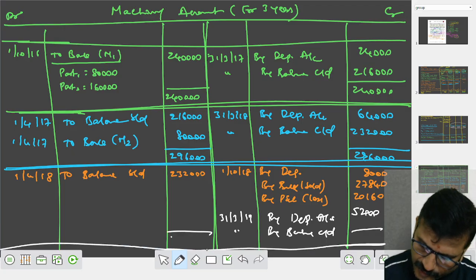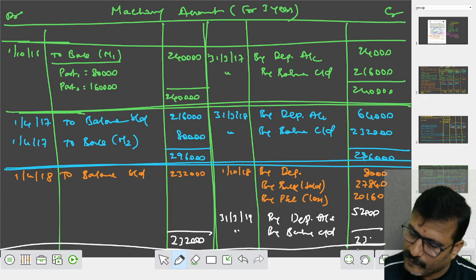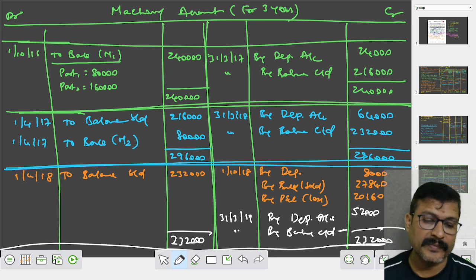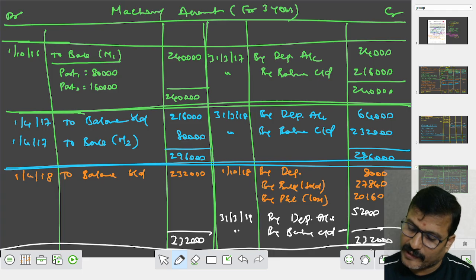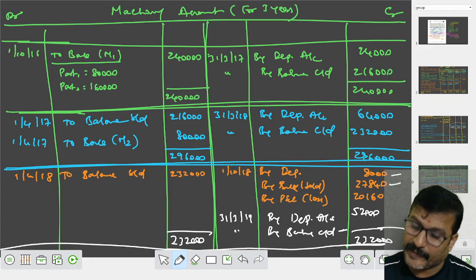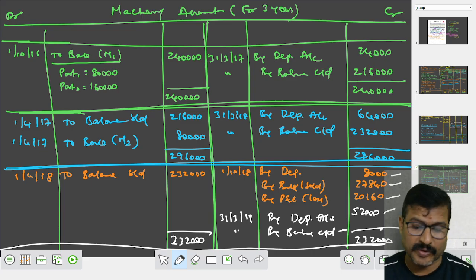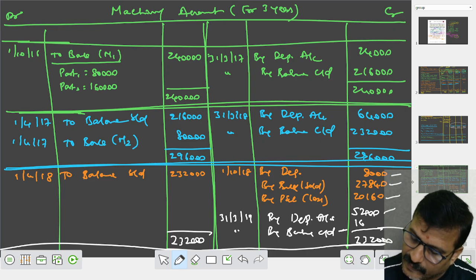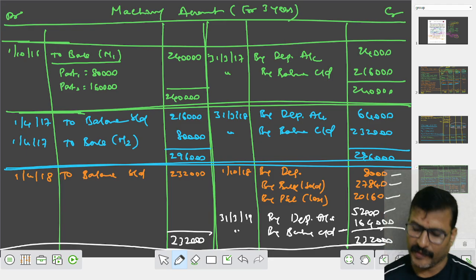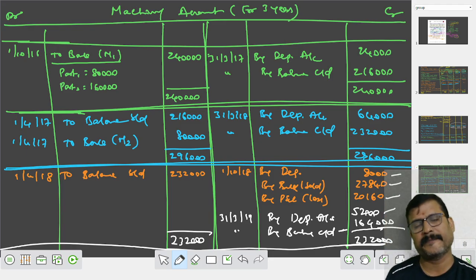You work out the total. 2,32,000. What was the balance carried on? The balance carried down out of 2,32,000, subtract 8,000, subtract 27,840, subtract 21,160, subtract 52,000. You are getting a balance called 1,64,000. That is to be brought down for the next year.